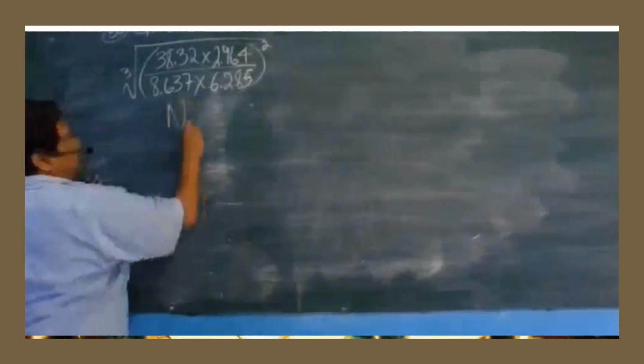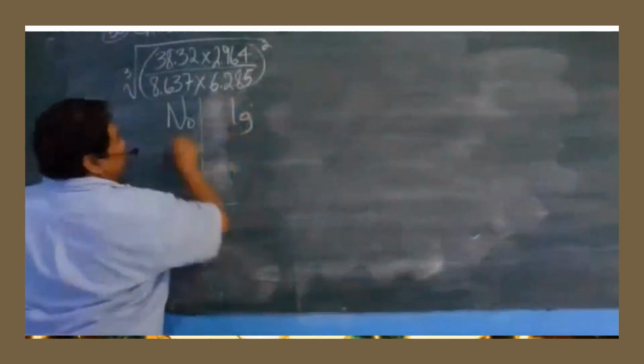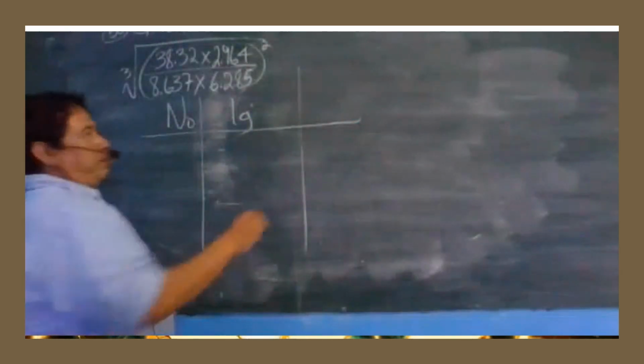Form, let me read it again. Number 50 says, given the cube root of the square of 38.32 times 2.964 over 8.6332 times 6.285. So, number, log, working.